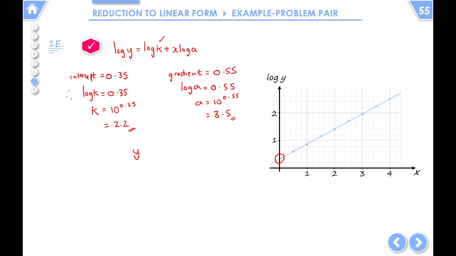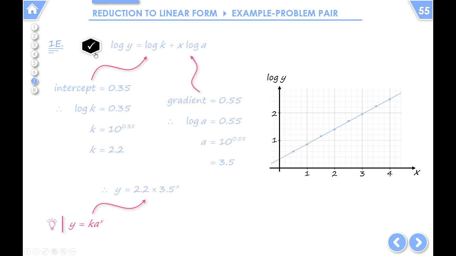If we think back to what our original equation looked like, it was of the form k a to the x. And so now we can take our values of k and a and get an equation that should hopefully fit the data pretty well. It will be 2.2 times 3.5 to the power of x. So this is an exponential equation that we got from our straight line that should hopefully fit our data.